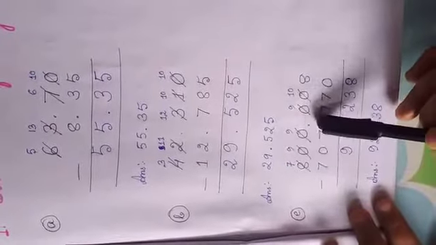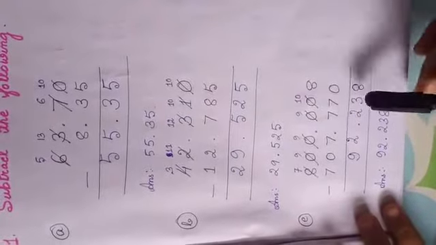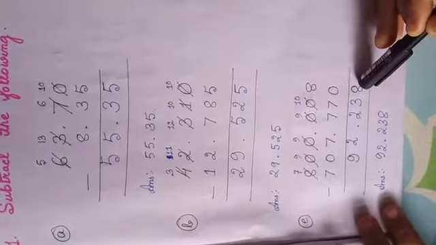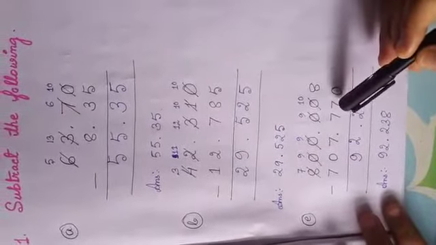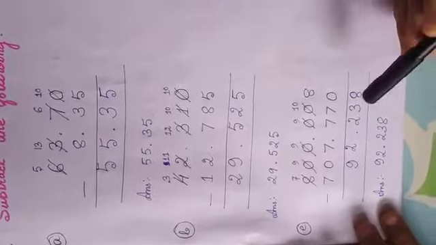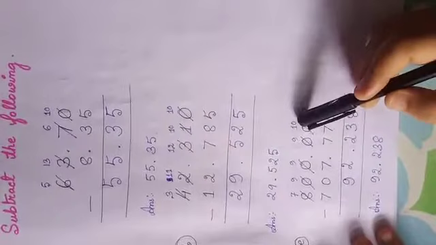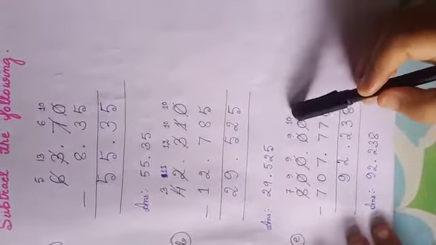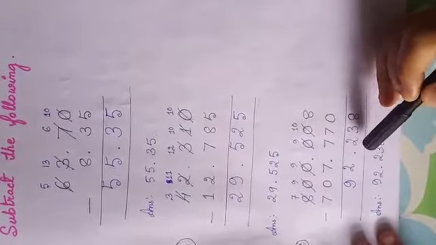Number E. It's 800.008 minus 707.770. So now we will start our subtraction from the thousands place. So 8 minus 0 is 8. Yes or not? Now we will move to hundreds place. See here, you have to subtract 7 from 0. Can you subtract? No. So you will borrow 1 from the tens place. So now it's 10. 10 minus 7 is 3. Okay. As you have borrowed 1 from here, this 0 will become now 9. Okay. 9 minus 7 is 2.